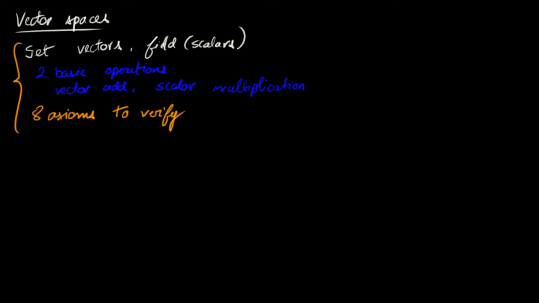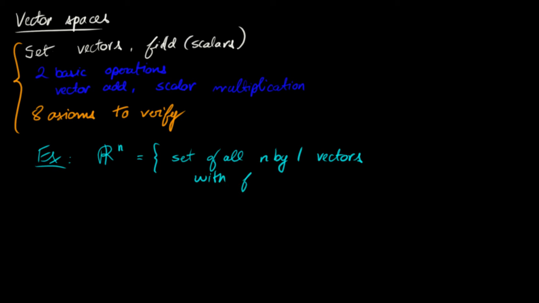Okay, so what I'm going to give you in this video is an example of a very commonly seen vector space. We usually call it Rn. Rn is basically the set of all n by 1 vectors with field R.